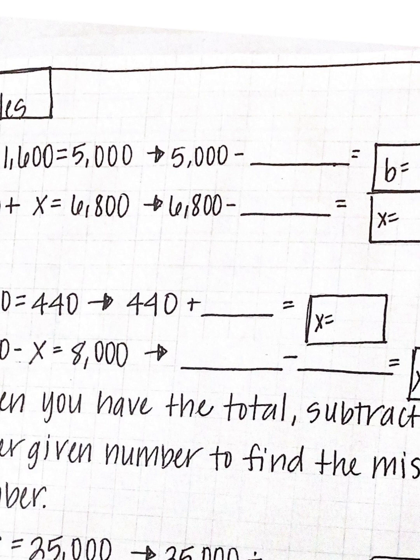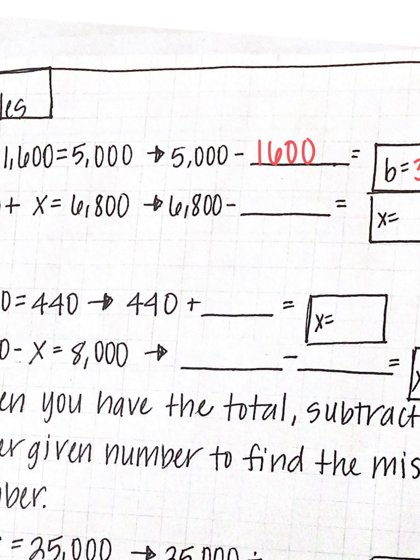5,000 is my total. So what does it say? When I have the total, I will either subtract or divide. Because it's adding, I'm going to do what? Subtract. The inverse of addition is subtraction. So it's already set up for me. I'm going to take my total. I'm going to subtract the other number that I'm given, which is 1,600. And that's how I figure out what B equals. To save time, it is 3,400.